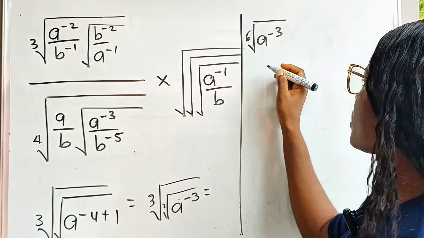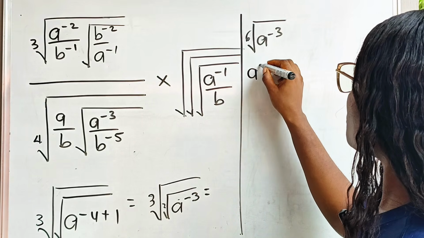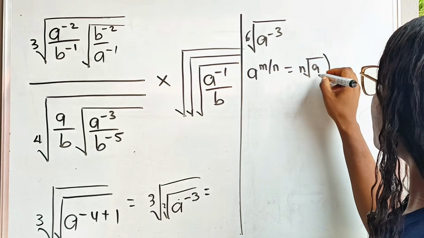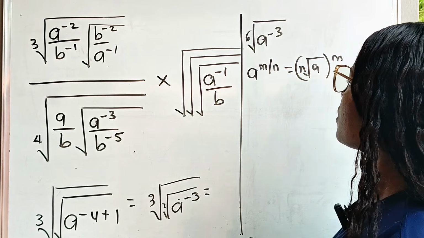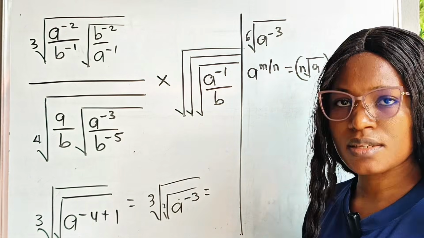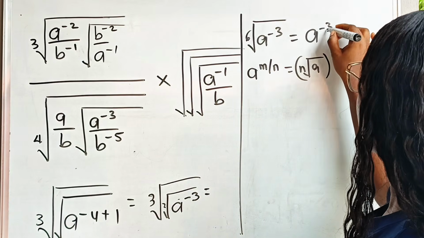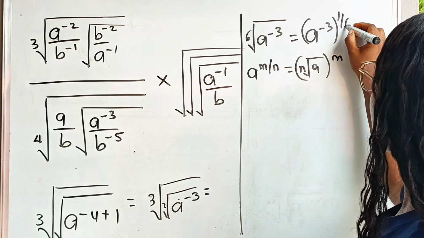Now recall that a to the power of m over n is equal to the nth root of a raised to the power of m. That simply means that we can write this to be equal to a to the power of negative 3 raised to the power of 1 over 6.